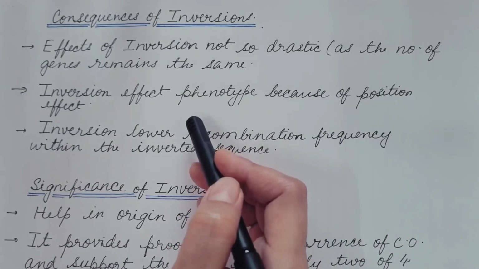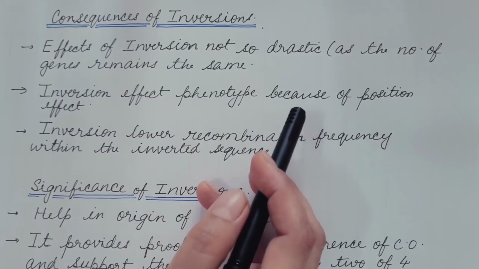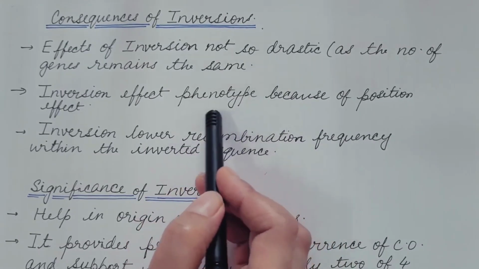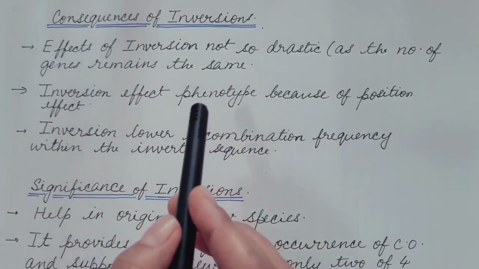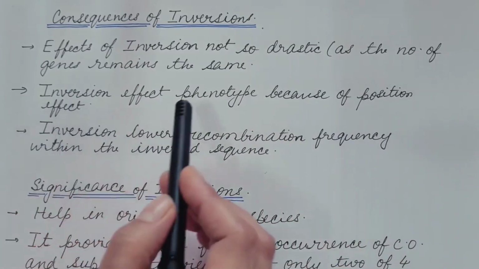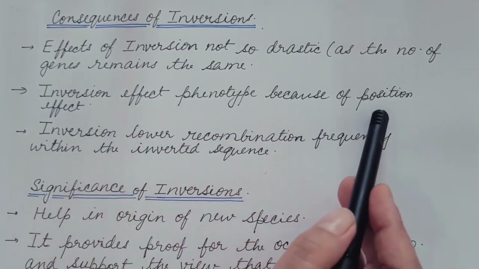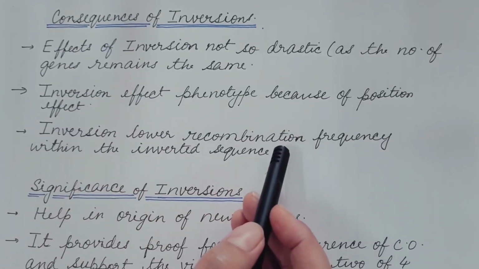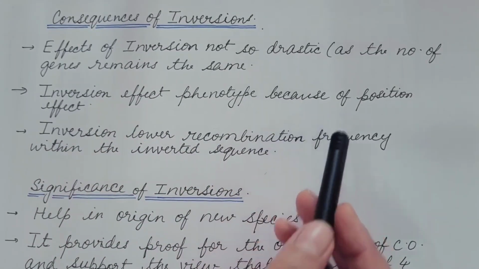What does this mean? If a gene is present at a certain location of the chromosome, then it will show a certain action or express a certain phenotype. And if the position changes, it will not show the same action or express the same phenotype. So with the change in position, the phenotypic expression or the action of the gene changes. This is known as position effect. And because of inversion, the position of the gene changes and hence inversion affects the phenotype.